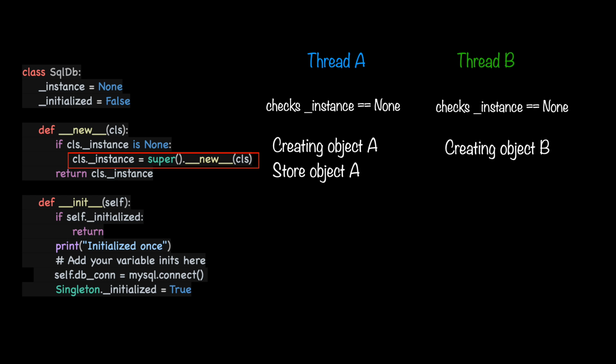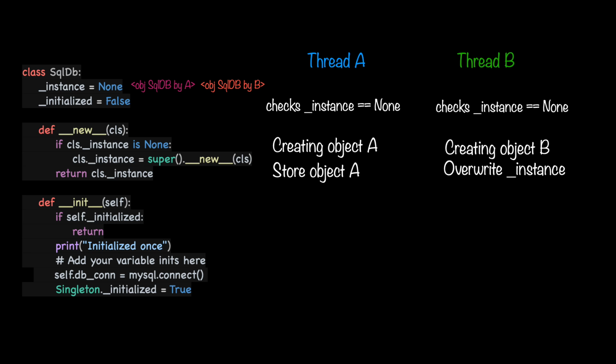to the underscore instance variable. Now the underscore instance variable has moved from None to an object of SQL DB. Thread B also completed the creation of the object. It has also created a new instance of SQL DB. This time the class underscore instance will be overwritten by thread B with the object which it has created. If you see closely, thread A has created an object, thread B is also creating an object. This is a clear-cut violation of the Singleton pattern.